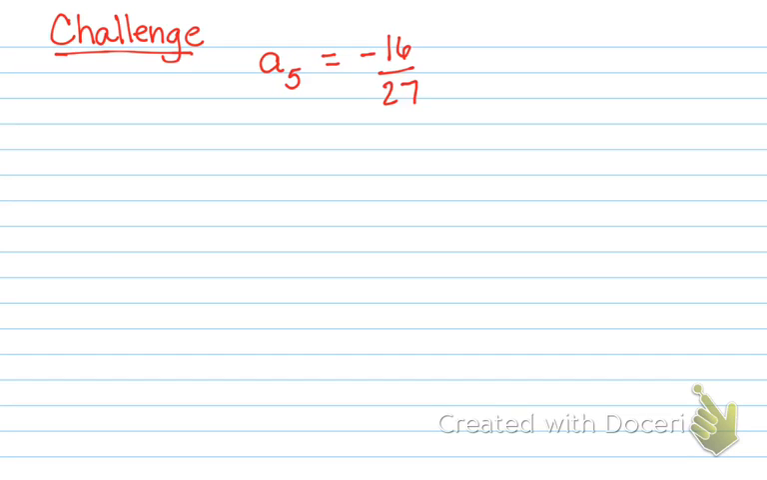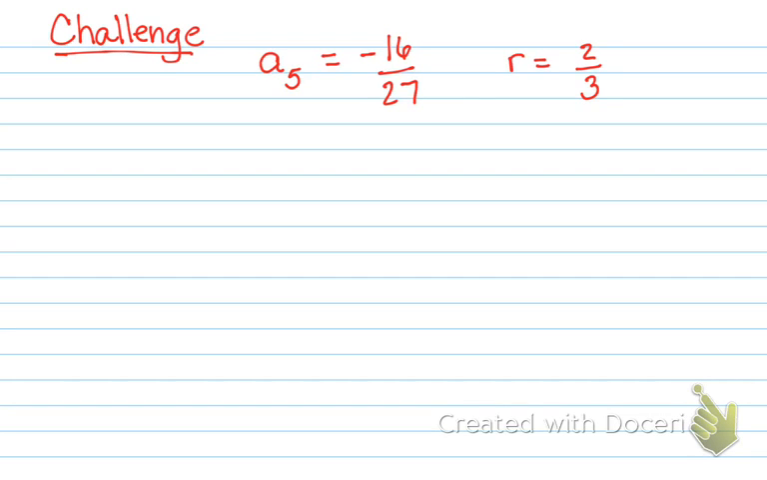All right, so this is going to be our challenge problem. And this is pretty tough. I'm going to give you a to the 5th, and I'm going to tell you that this is negative 16/27. So I'm using a fraction, and then I'm going to give you the R, which we know is our common ratio, and our R is 2/3.